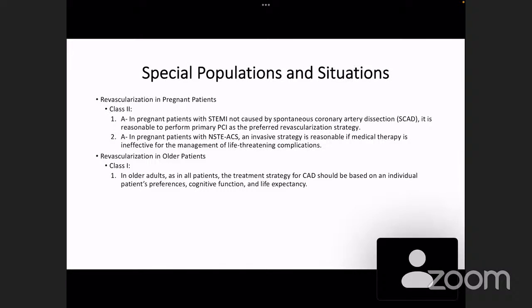Revascularization in older patients, class 1 indication in older adults. As all patients, the treatment strategy for coronary artery disease should be based on an individual patient's preference, cognitive function, and life expectancy.